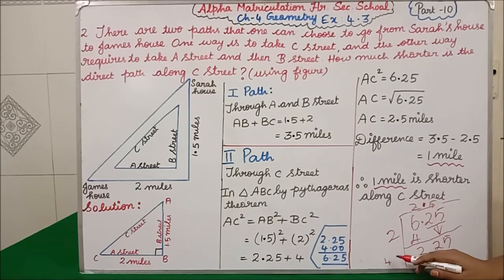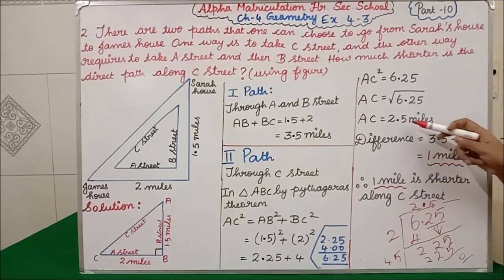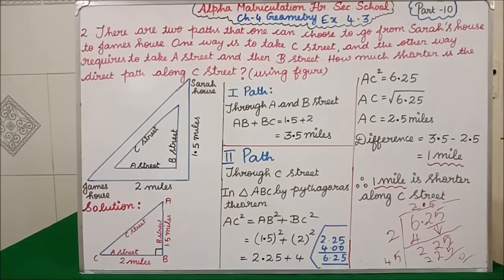5 here also I am 5. 5 into 45 is what? 225. Now we have got 0. Remainder is 0. So our answer, what are we getting? 2.5. So the square root of 6.25 answer is what? 2.5 miles. Clear, students, all of you?